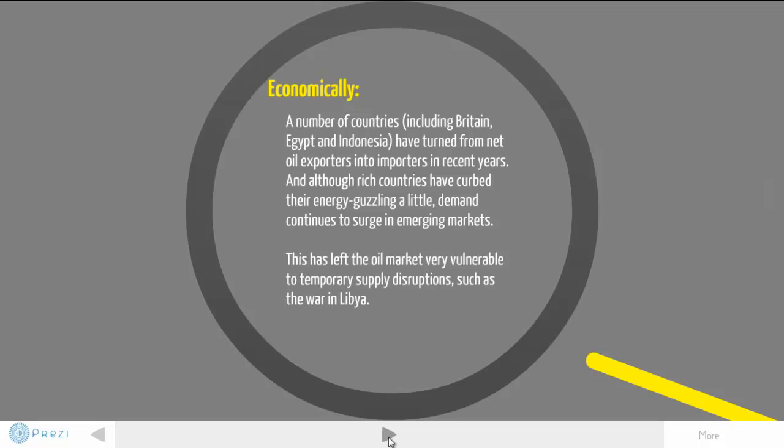Economically, a number of countries, including Britain, Egypt, and Indonesia, have turned from net oil exporters into importers in recent years. And although rich countries have curbed their energy guzzling a little, demand continues to surge in emerging markets. This has left the oil market very vulnerable to temporary supply disruptions, such as the war in Libya.